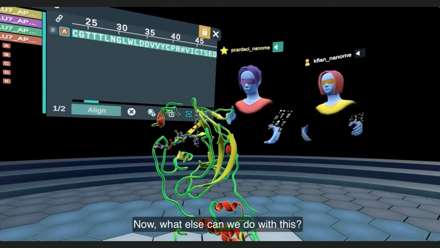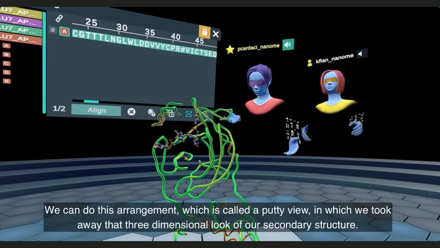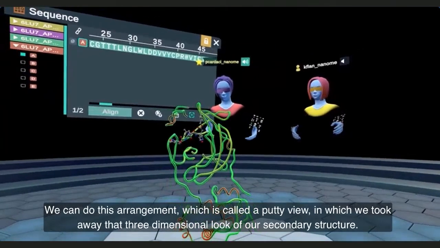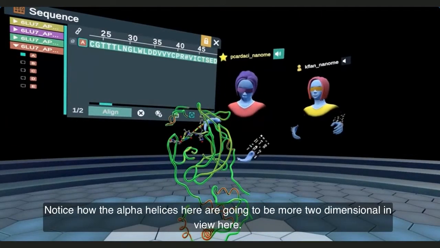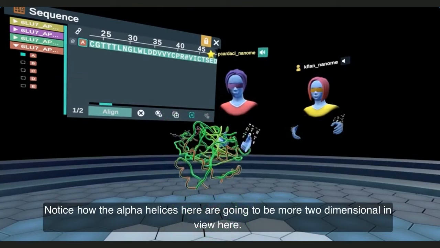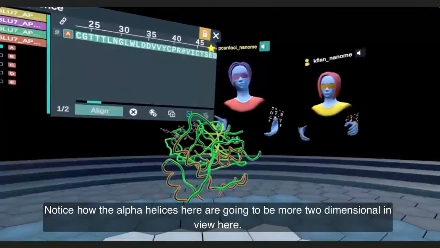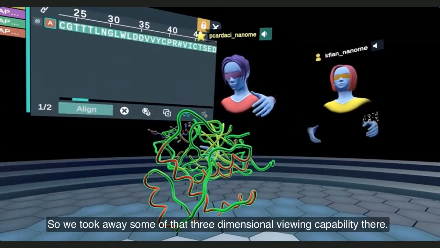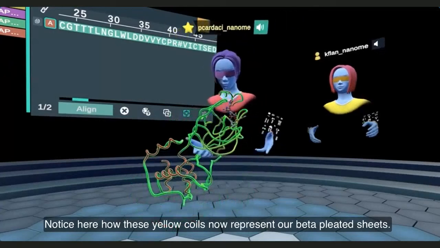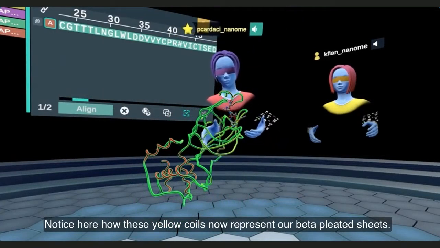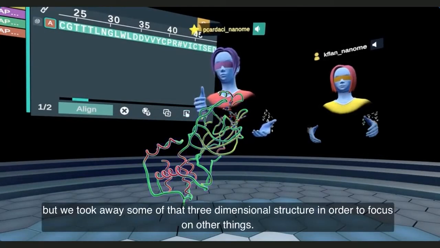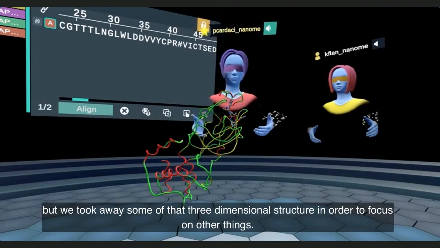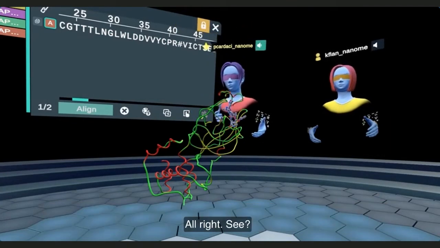Now, what else can we do with this? We can do this arrangement, which is called a putty view, in which we took away that three-dimensional look of our secondary structure. Notice how the alpha helices here are more two-dimensional in view. So we took away some of that three-dimensional viewing capability. Notice how these yellow coils now represent our beta-pleated sheets. We still know what they are, absolutely, but we've taken away some of that three-dimensional structure in order to focus on other things.